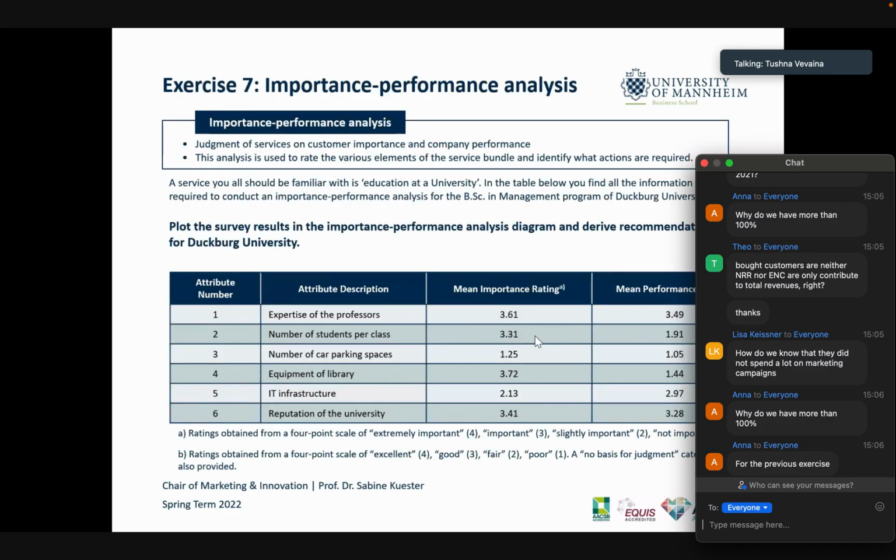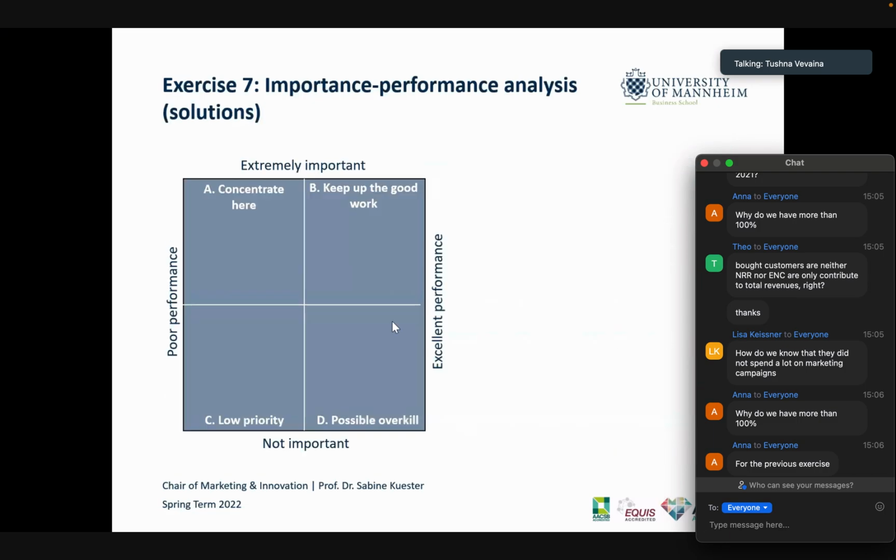So in that case, let's see, the second one, you have a high importance rating, 3.31, but a mean performance of 1.91. So you would have it falling over here. And as you can see, 2 is over here. So this way we just plot it like a normal graph plotting, and then we have to give a recommendation.